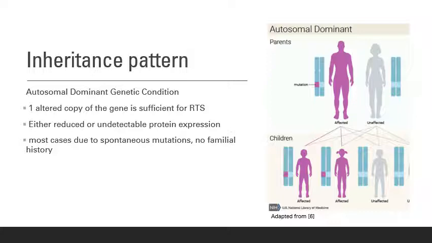But what's interesting about Rubinstein-Taybi syndrome is most cases are actually due to spontaneous mutation and not due to familial history. So they're not really due to the common autosomal dominant genetic inheritance pattern like you see in the figure on the right. It's really just spontaneous mutations that show up that lead to the disease. And this is most likely mainly because people with RTS just don't have children, and so as a result they can't really pass on their genes.